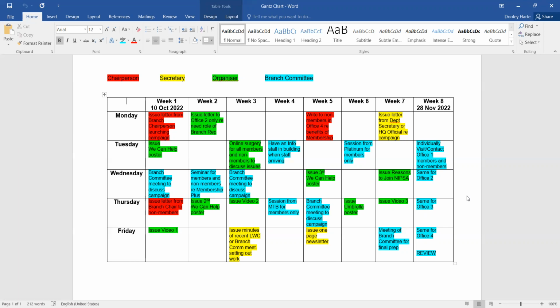The objective is to plan, build, break down barriers, break ice, raise the profile, so that actually when you go to talk to people in week 8, people know who the branch committee is, what NIPSA is, what you've done, what we intend to do. All of that information has been made available to them.